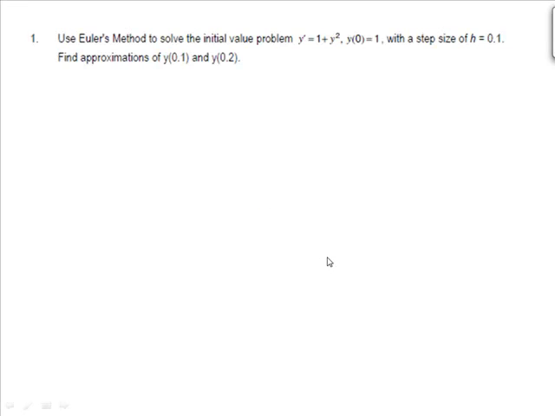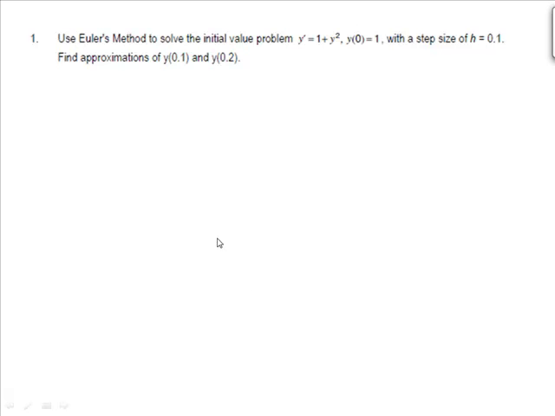So question number 1, use Euler's method to solve the initial value problem. y prime equals 1 plus y squared, where y of 0 is equal to 1. You want to use the step size of h equals 0.1. We're going to find approximations for y of 0.1 and y of 0.2.